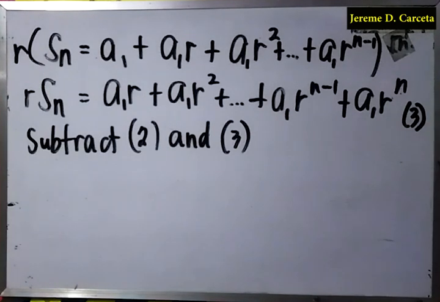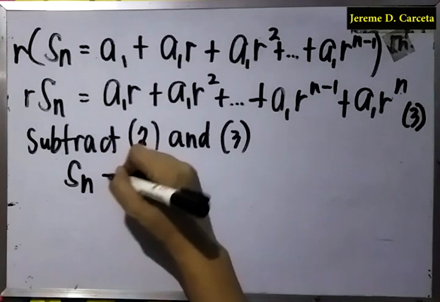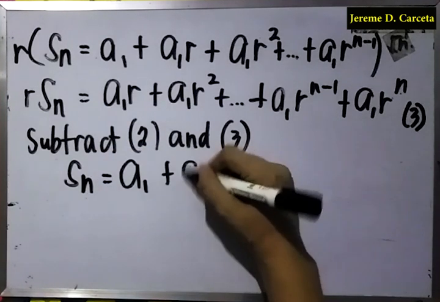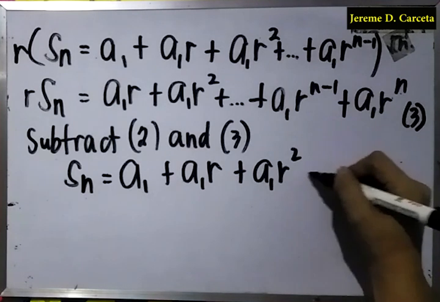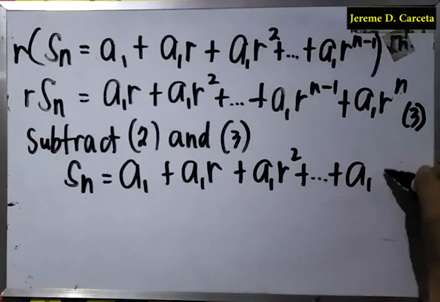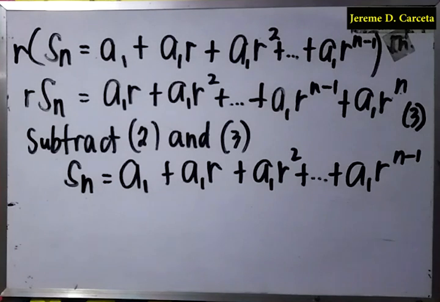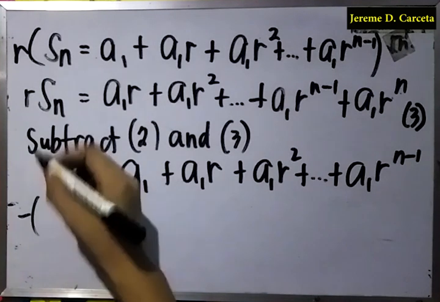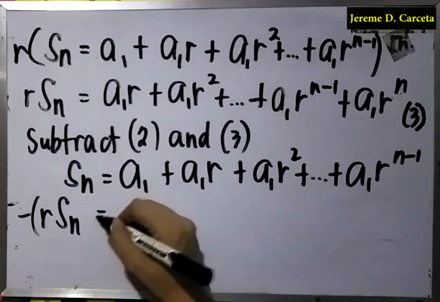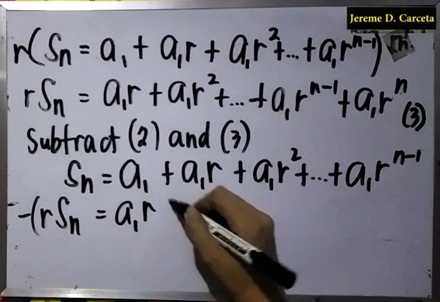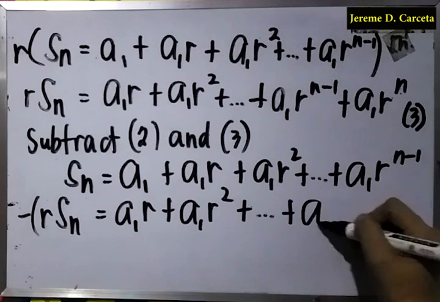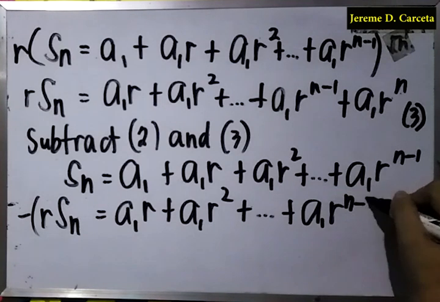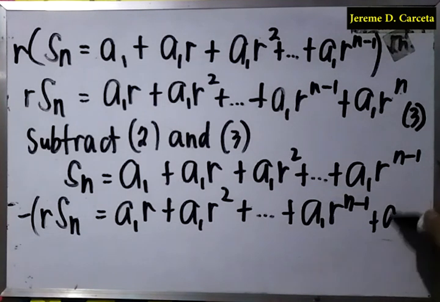So subtracting these equations, we have s sub n is equal to a sub 1 plus a sub 1 times r plus a sub 1 times r squared plus until we have a sub 1 times r raised to n minus 1. So we have to subtract this by r s sub n is equal to a sub 1 times r plus a sub 1 times r squared plus until we have a sub 1 times r raised to n minus 1 plus a sub 1 times r raised to n.